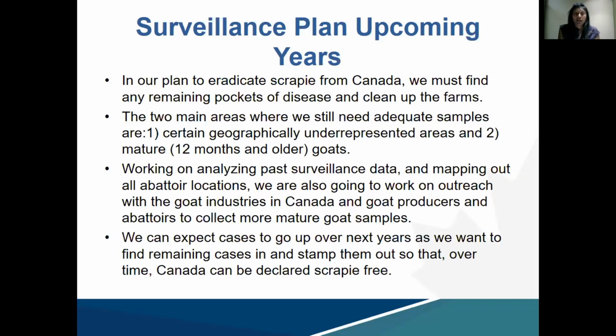We can expect, along with this, we want to find the missing cases of Scrapie, because until we do that and do our tracing investigations, we won't have found all the cases in order to be able to move towards eradication. So we can all expect, although we haven't had cases last year due to COVID and haven't had any so far this year, we can expect the case numbers to go up as we want to find the remaining cases in Canada and stamp them out over time so that we can be declared Scrapie free. And so that is our goal. We want to find the remaining cases. So don't be surprised if those numbers do go up over the next few years.